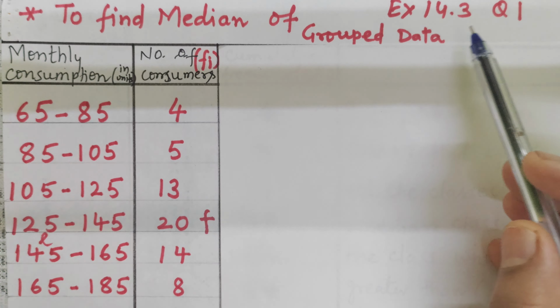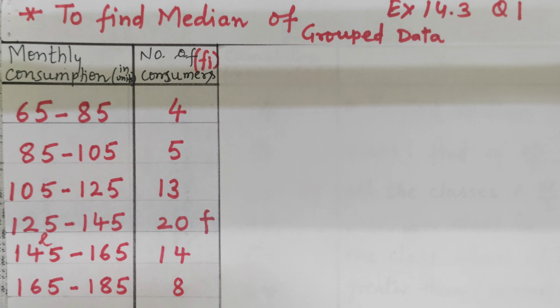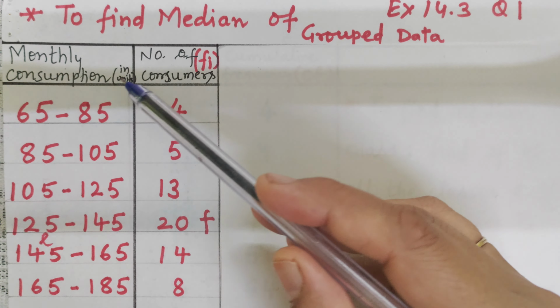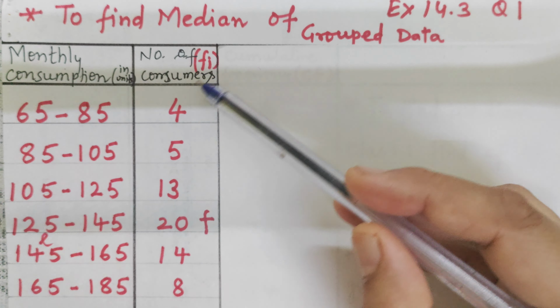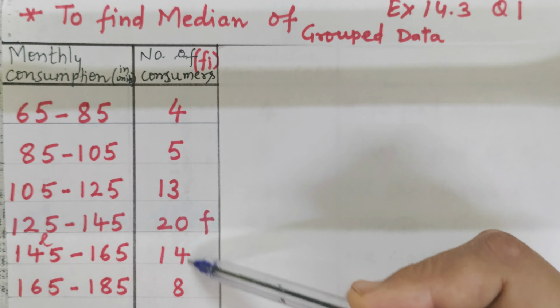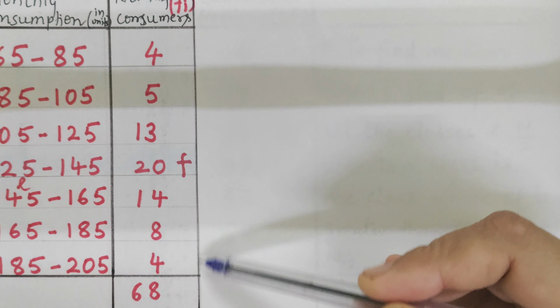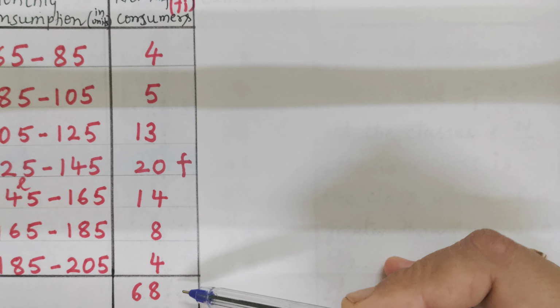Exercise 14.3 question number 1. Here we are given monthly consumption of electricity in units and number of consumers. Here we are given total consumers 68.